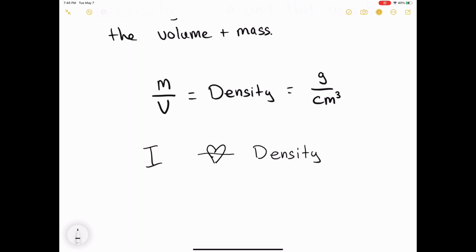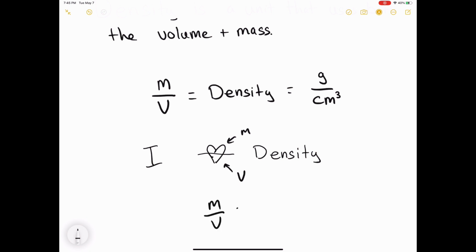If you remember I Heart Density, did you get it yet? There's the M. That's the mass. There's the V. That's the volume. So if you can remember I heart density, you always remember that mass goes above the volume, and that's how you can calculate density.